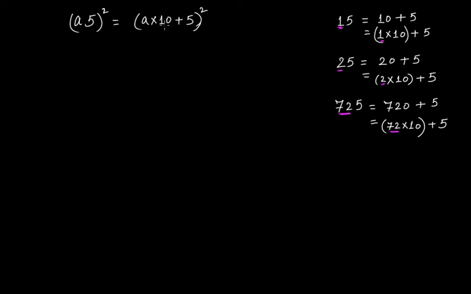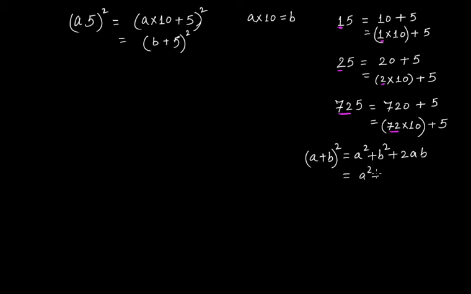Now this is of the form (a plus b) whole squared. Let's denote a times 10 with b. So this becomes (b plus 5) whole squared. We know that (a plus b) whole squared is given by a squared plus b squared plus 2ab, or a squared plus 2ab plus b squared. It doesn't matter, we can interchange the position from the commutativity of addition. So from this formula, we get b squared plus 2 times b times 5 plus 5 squared.